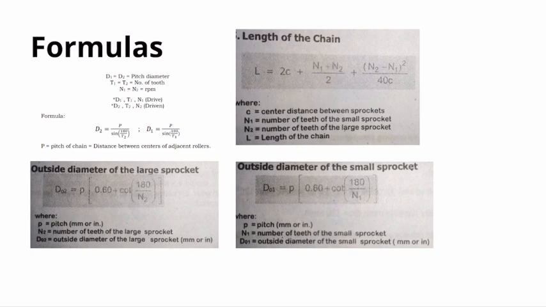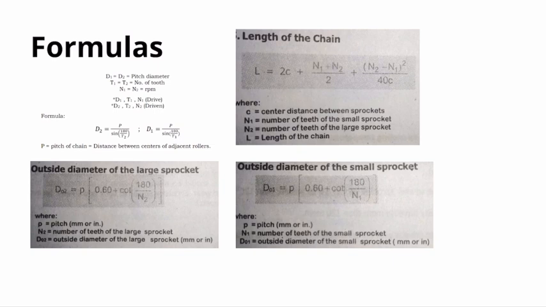For the length of chain: 2 times the center distance, plus the number of teeth of the small sprocket plus the number of teeth of the large sprocket, over 2, plus the number of teeth of the large sprocket minus the number of teeth of the small sprocket, squared, over 40 times the center distance between sprockets.